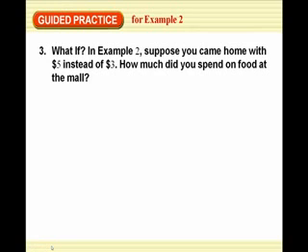So guided practice for example 2, it says, what if in example 2, suppose you came home with $5 instead of $3. How much did you spend at the mall? Well, right away I see I'm going to come home with $2 more than what I did before, so that means I spent $2 less on food. So if I spent $10 on food, $2 less would be $8. So I would have had to spend $8 on food to come home with $5. And that's just using the logic of that problem to help me.